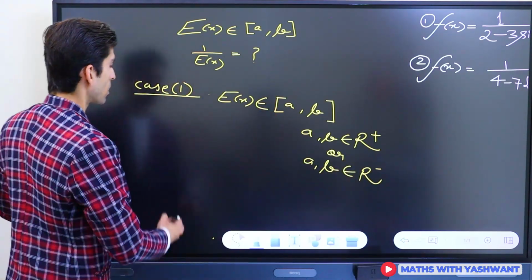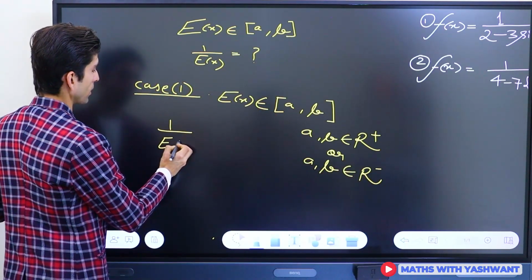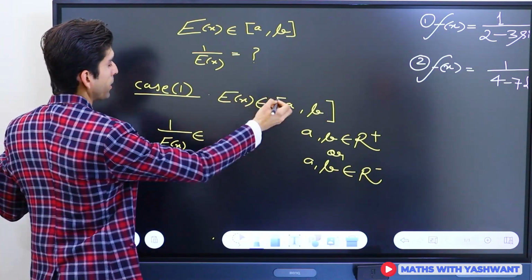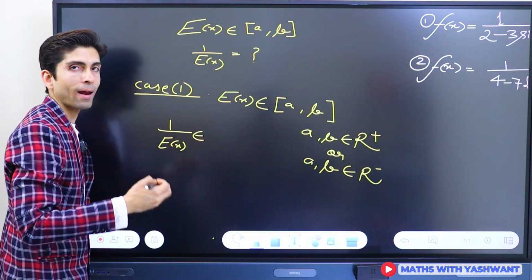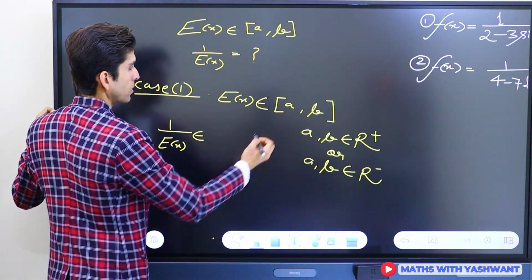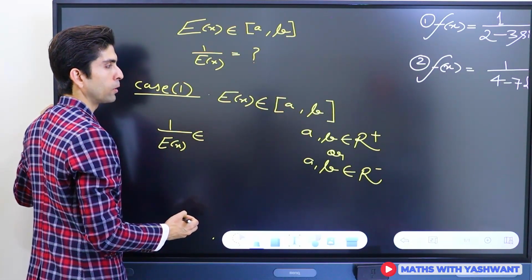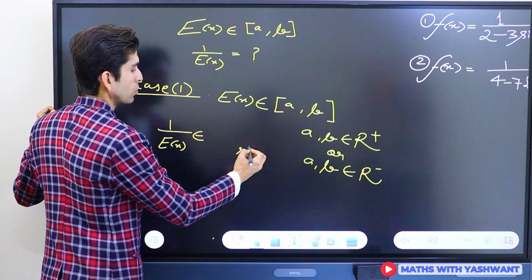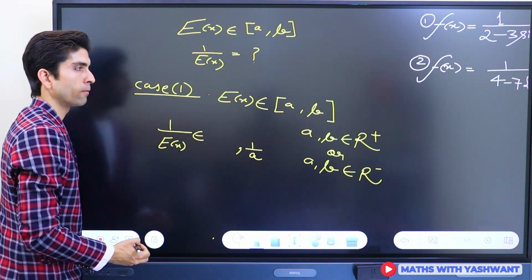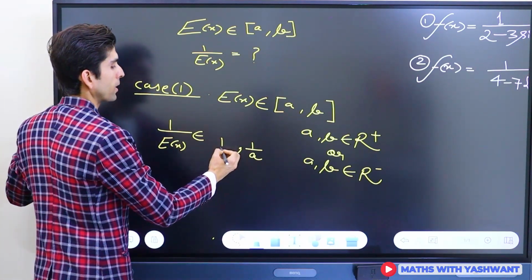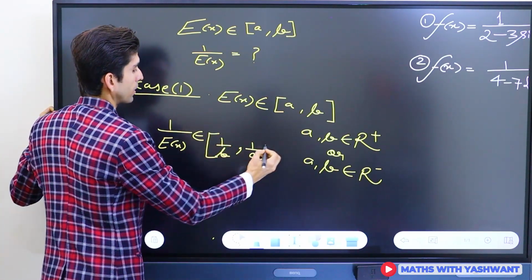So in that case, to find the range of 1 upon e of x, we simply do the reciprocal of the left hand boundary point and the right hand boundary point, and we reverse their order. So for the left hand boundary point A, we do the reciprocal and we reverse it, so we get 1 by A. And for the right hand boundary point B, we do the reciprocal and we reverse the order, we get 1 by B. So this will be the range.